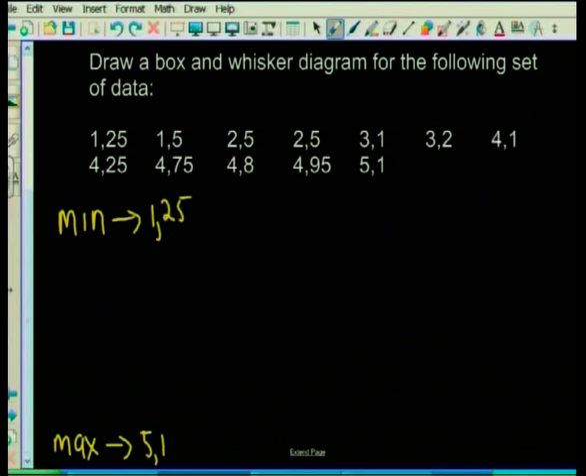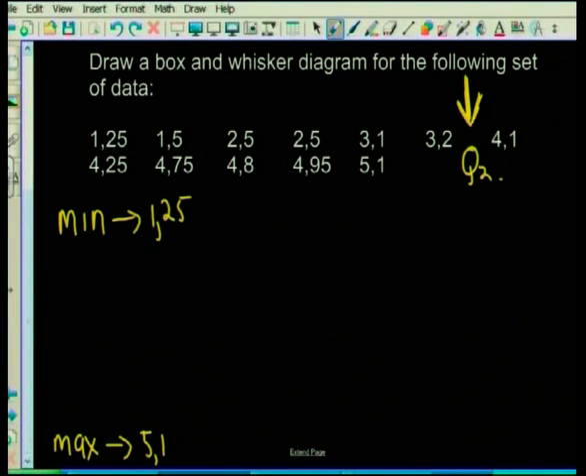Now I'm going to determine Q2. So there are 1, 2, 3, 4, 5, 6, 7, 8, 9, 10, 11, 12 data pieces. So 1, 2, 3, 4, 5, 6. 1, 2, 3, 4, 5, 6. And between these two guys, remember, the median divides your data into 2 equal parts. So this is Q2.